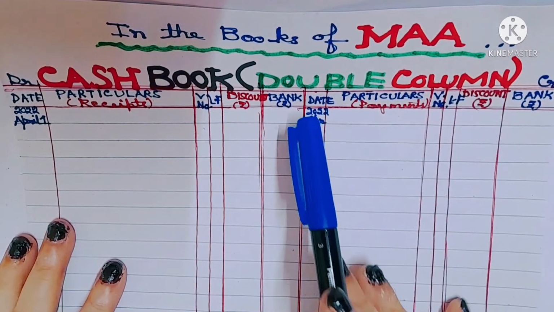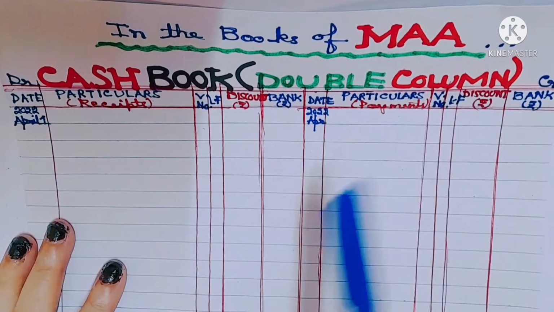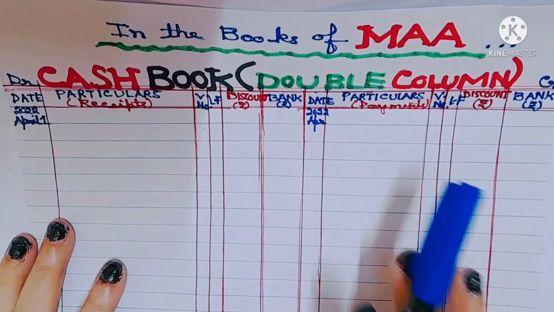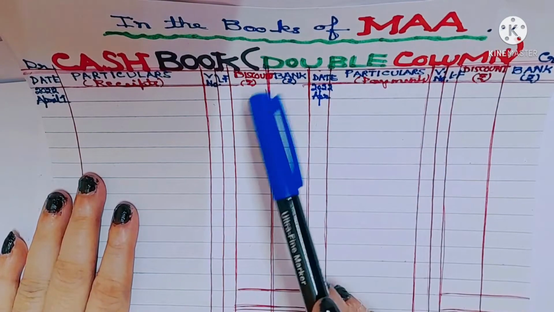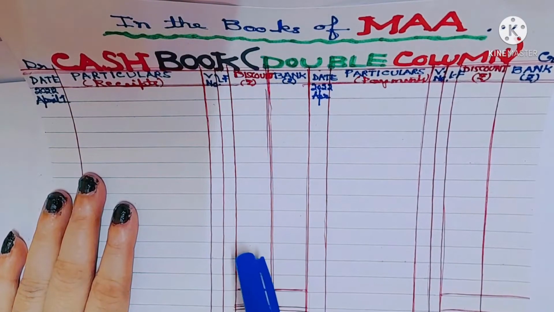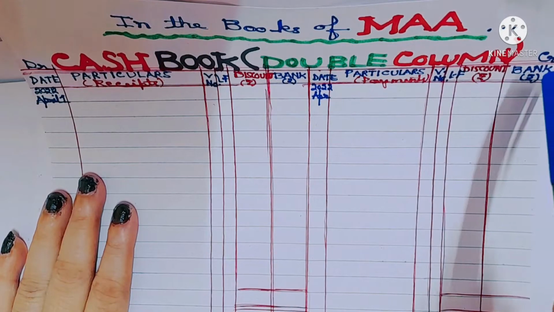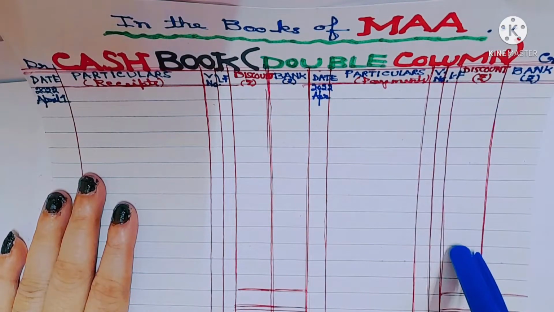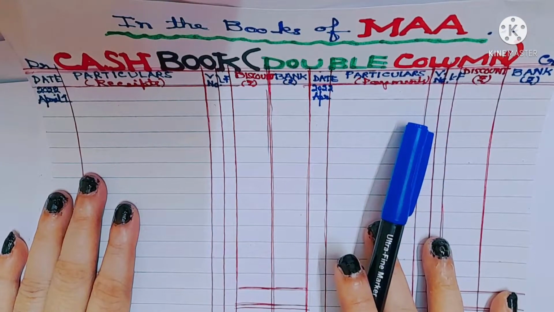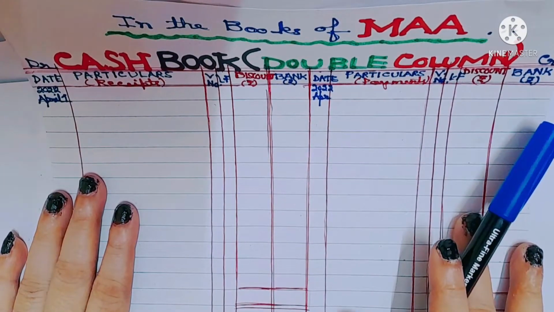Please remember, all checks received are recorded on the debit side in the bank column. And all checks paid are recorded on the credit side in the bank column. Okay? And discount allowed is recorded on the debit side in the discount column. And discount received is recorded on the credit side in the discount column. Okay, but why are we preparing discount columns on the debit side as well as on the credit side?